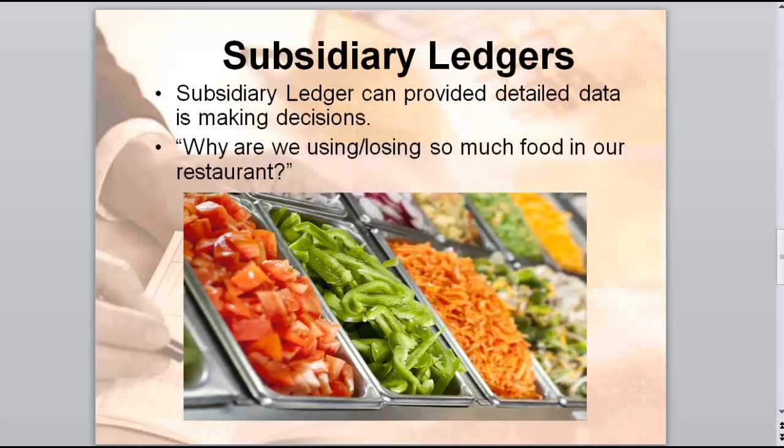Subsidiary ledgers can provide information as you're making decisions, such as why are we using or losing so much food in our restaurant. If you track what type of food is being lost or how it's being lost, it can help you in your operations as you present your products in a way that can reduce the cost and avoid waste and spoilage. Another area where subsidiary ledgers can help you is in the inventory management area.